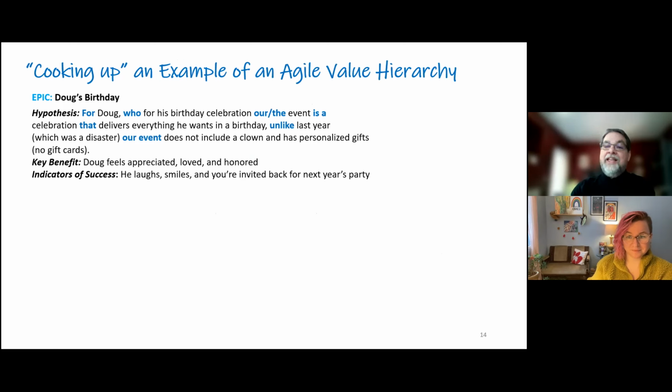Just to give you guys an example that everybody can relate to, I just had a birthday. And the hypothesis: a lot of times, well, not a lot of times, all epics should have hypotheses. This is a format that helps you describe in basically one sentence what your hypothesis is about. We use this in industry all the time. So for Doug, who for his birthday celebration, the event is a celebration that delivers everything he wants in a birthday.